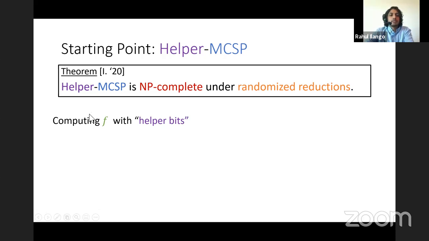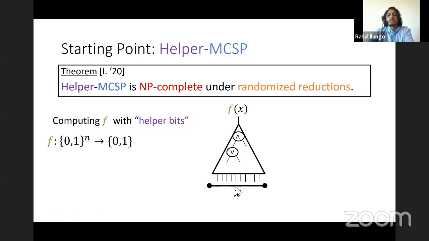So now instead of computing f with a regular circuit, I'm going to describe a model where you can compute f with helper bits. Usually when you're trying to compute this function f, you need to design a circuit that takes an input x and computes f of x. But now imagine you were given this advice function that gives you advice on every input. I'll call this advice function alpha, and it's going to give you k bits of advice on every input.